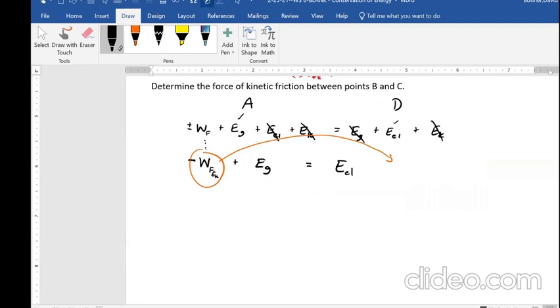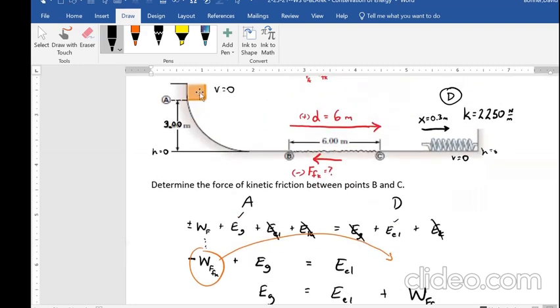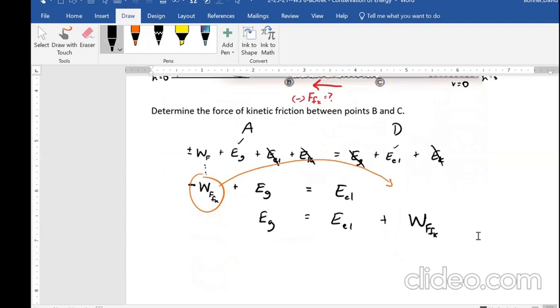So rewriting this, we get gravitational energy equals elastic energy plus the work done by the force friction kinetic. If we interpret what's happening here from an energy transfer standpoint, the energy that it has in its gravitational height at the beginning is going to be lost to stretching or compressing the spring and whatever energy friction takes away. And that's what this is mathematically saying.